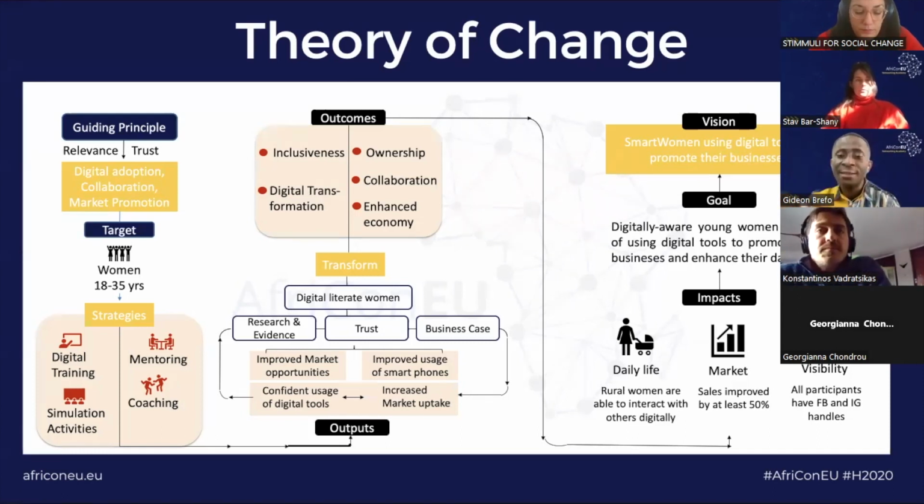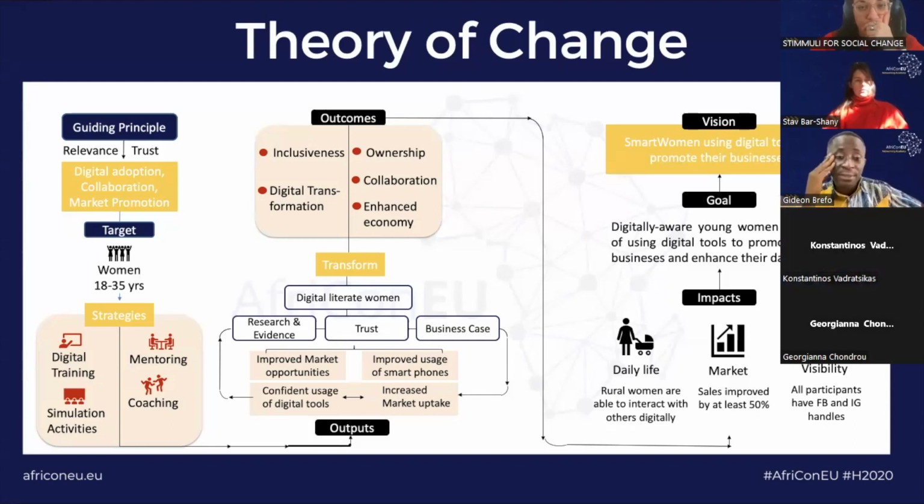In the end, we wanted to create inclusiveness, and also a sense of ownership for the digital adoption that they were going to be involved in. So this is what we had by way of the graphics, helping each of us to know exactly what we wanted to achieve. So anytime that we are planning or developing a project, it is good to come up with a theory of change like this.